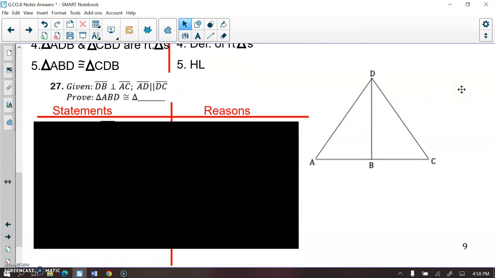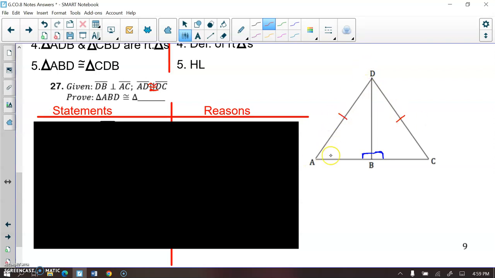I am given that DB is perpendicular to AC. So that means these are right angles here. So I know I'm dealing with right triangles. Let's see if we're going to use HL or not. Now, this is a typo. This shouldn't say AD is parallel to DC. It should say AD is congruent to DC, which it is fixed on your notes, but let's mark that.